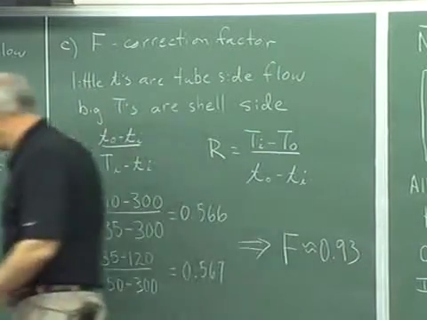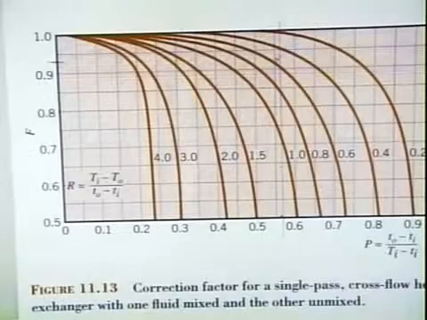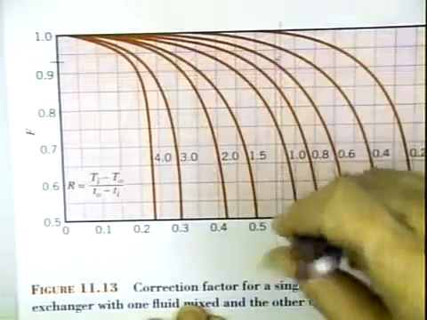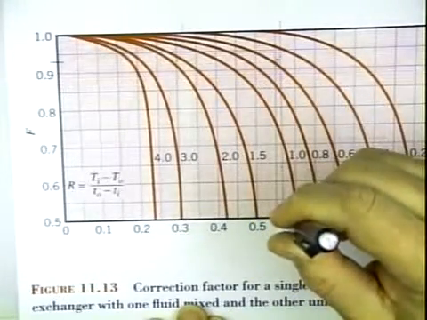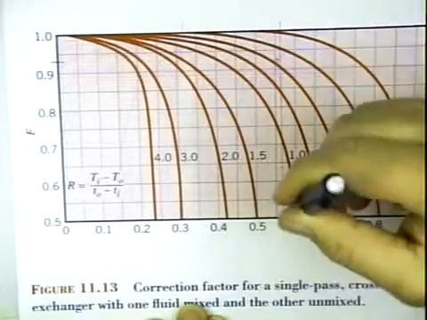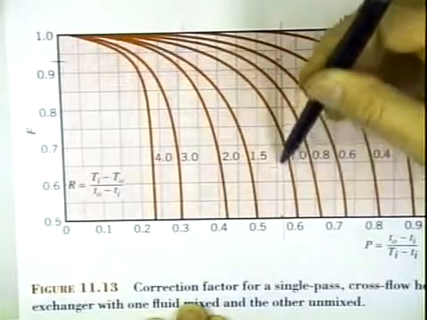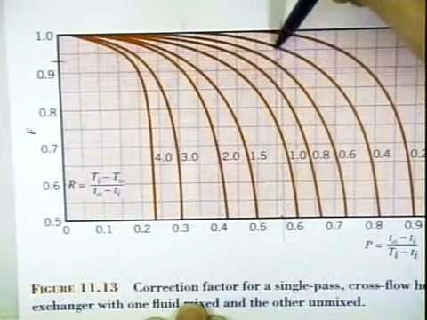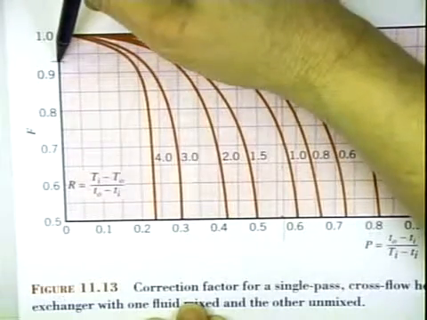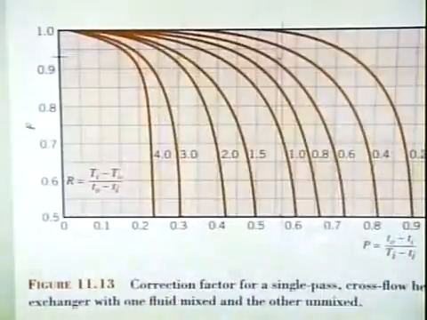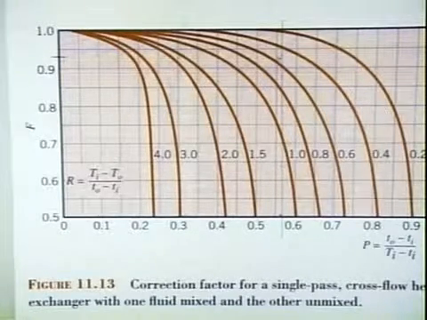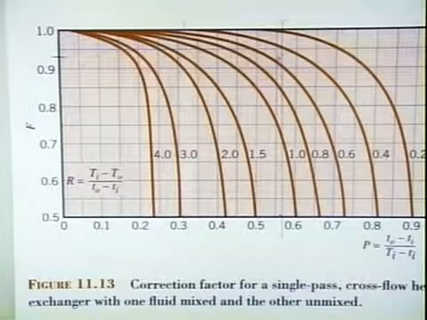So we go back to the table here, and we have P is 0.566, so we go to this point right here on the horizontal axis, and then we go up to R, which is a pink line, where it's 0.567. If we go up until we hit the line that's 0.567, we get right about here, and if we come across, we get an F of 0.93. So I've written that on the board over here. Okay, so that's our correction factor.